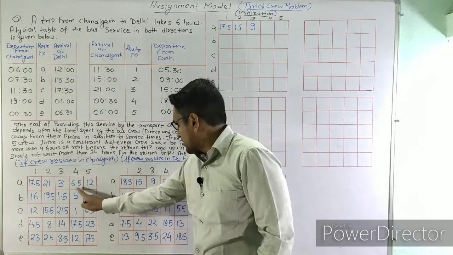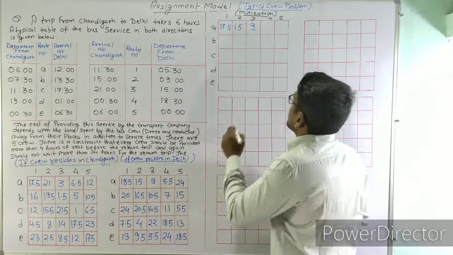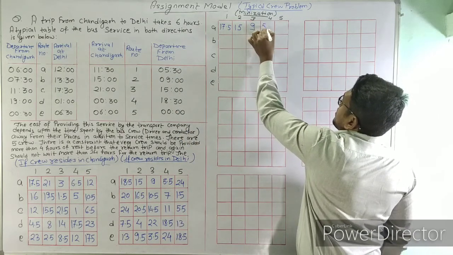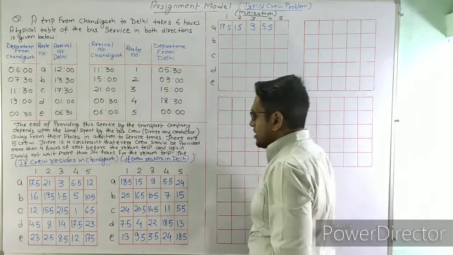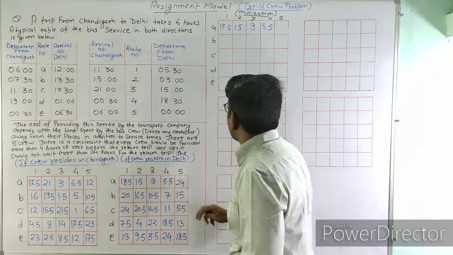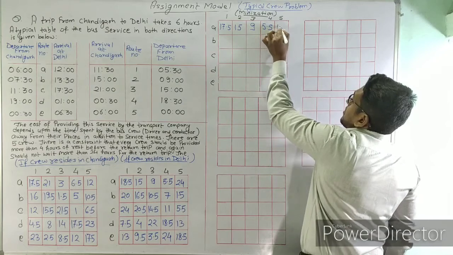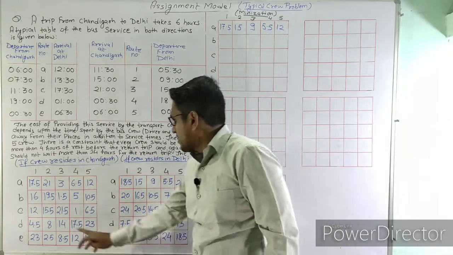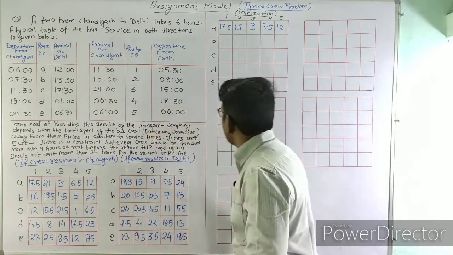Okay. Now this is 6.5, this is 5.5. So 5.5 is minimum. 5.5. Here it is 12 and 24. So 12 is minimum. Similarly here 16 and 20. 16 is minimum.